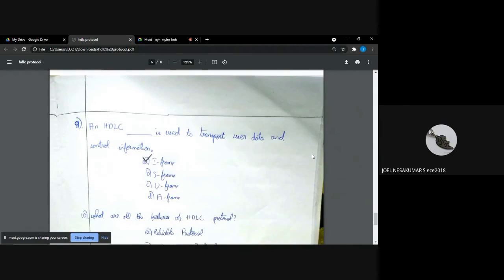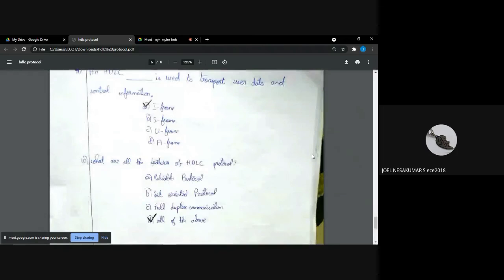What are all the features of the HDLC protocol? We know that it is a reliable protocol. It is a bit-oriented protocol. It also has full duplex communication. So the answer is all of the above.